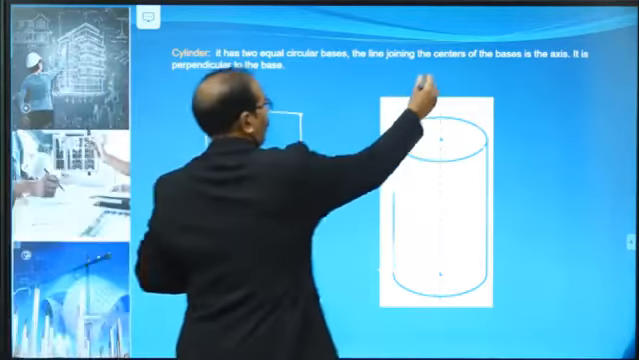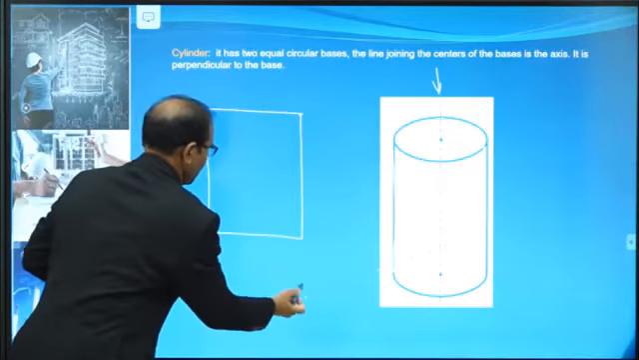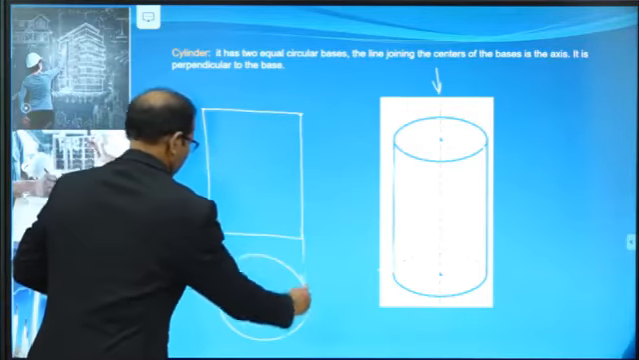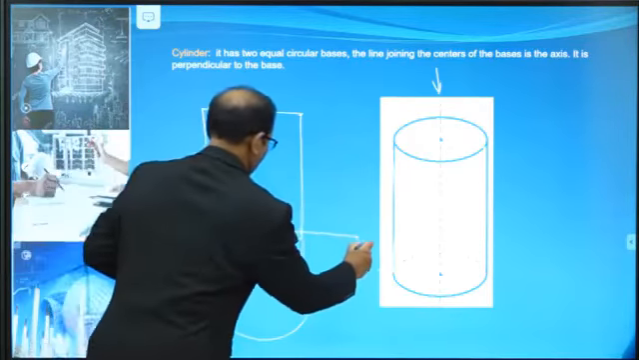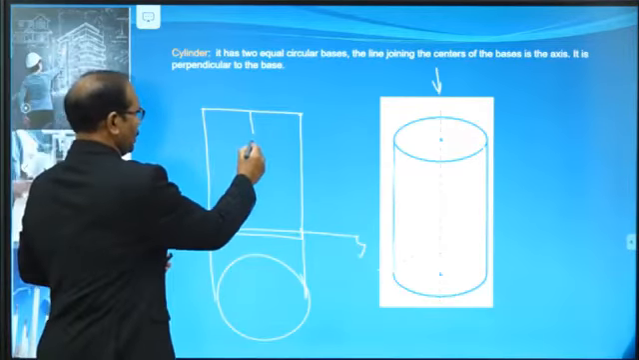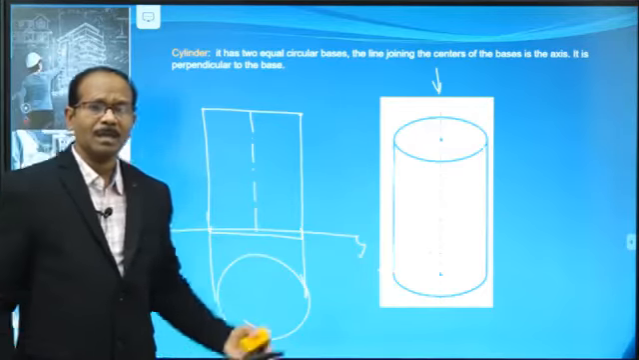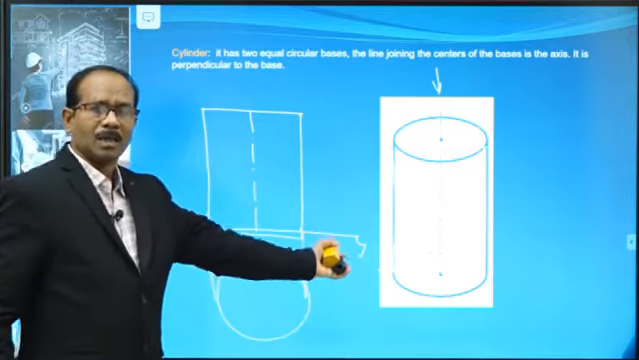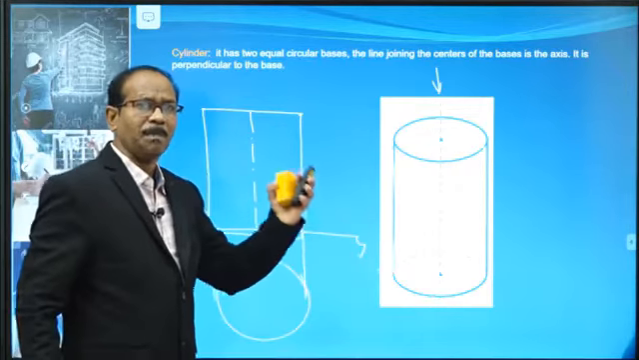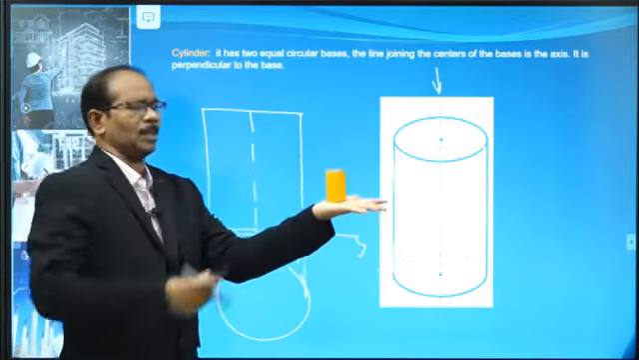What is the top view? Looking from the top view direction, a circle. This is the XY line, which represents the axis line. Now, in simple position, you may be asked to draw a front view and top view of a cylinder in simple position. What is the simple position? Say like this one. That is a simple position.